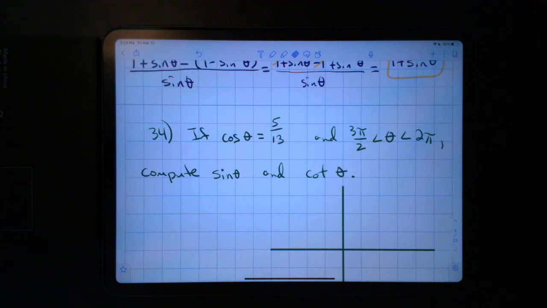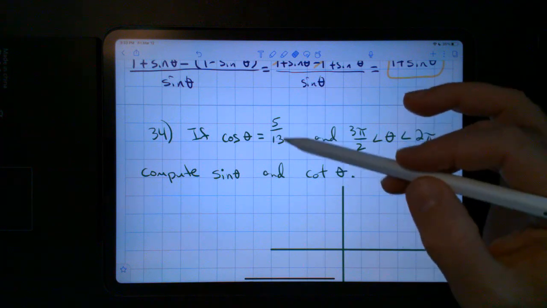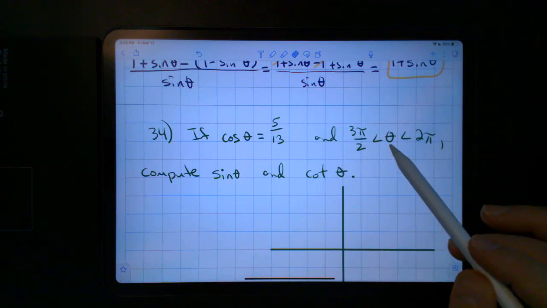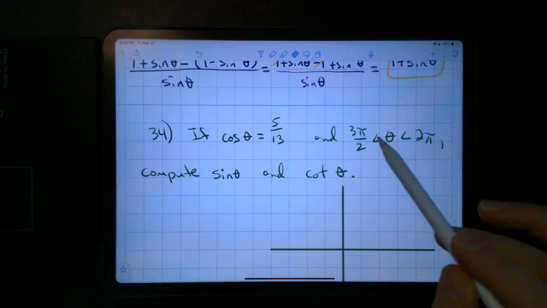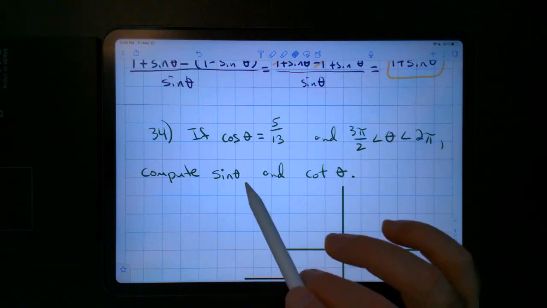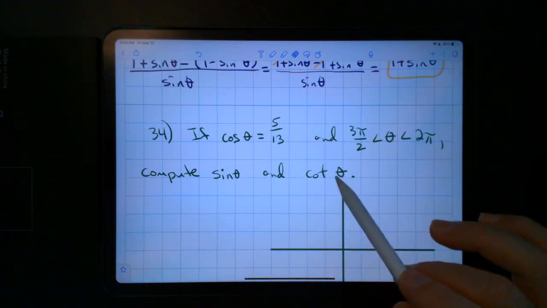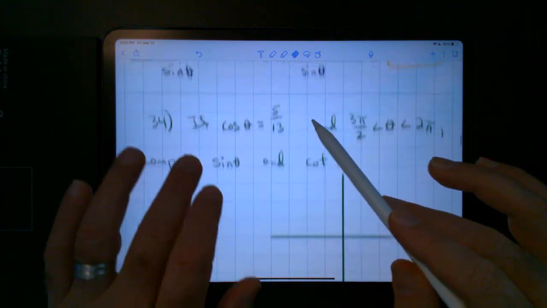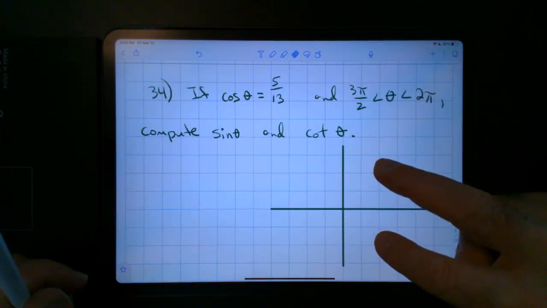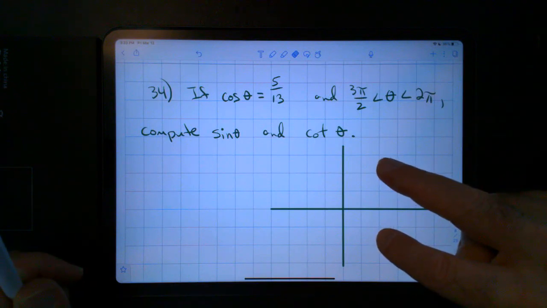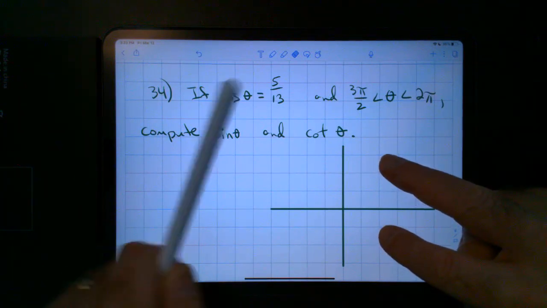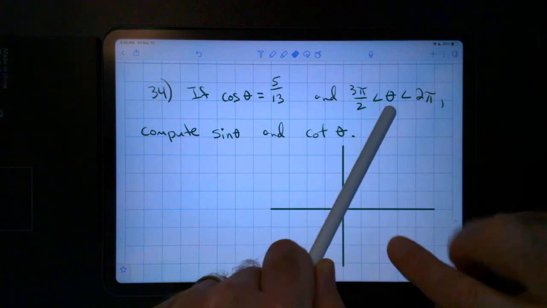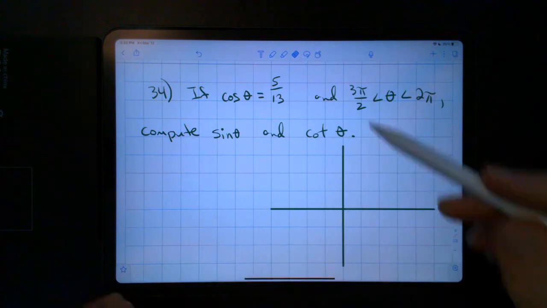So for problem 34, if cosine of theta equals 5 over 13 and theta is in between 3 pi over 2 and 2 pi, we need to compute sine of theta and cotangent of theta. So cosine is positive in quadrants 1 and 4, because cosine is your x value. And this condition here tells us we are in quadrant 4.